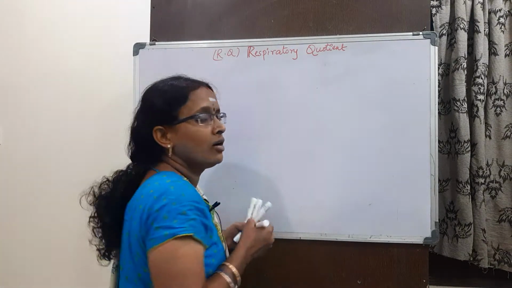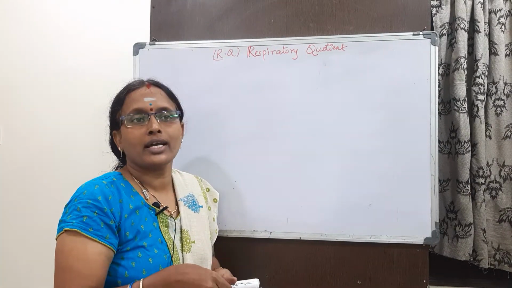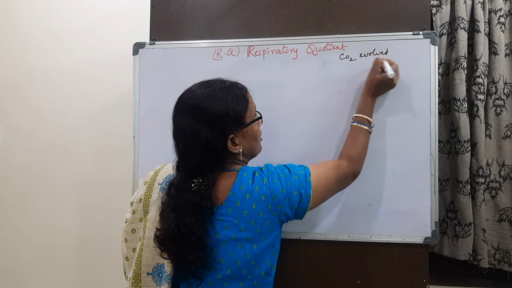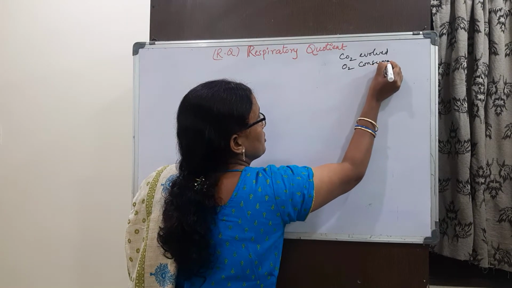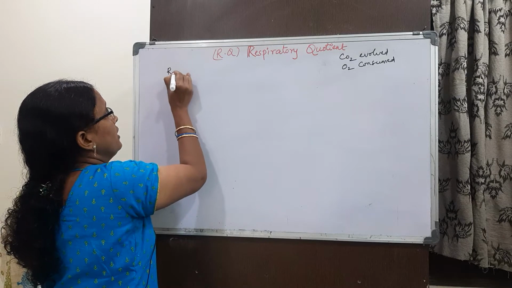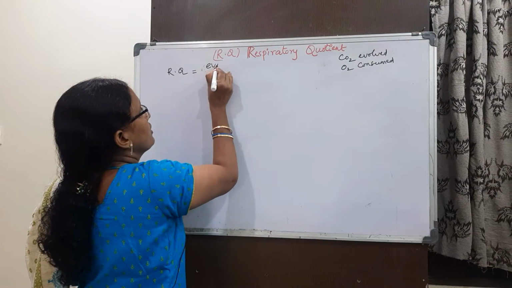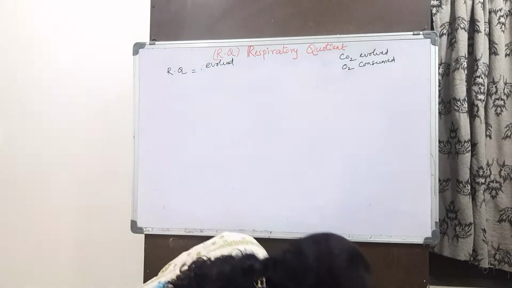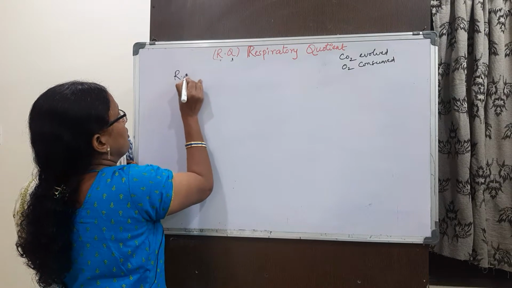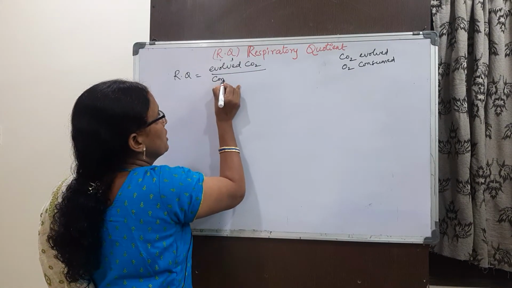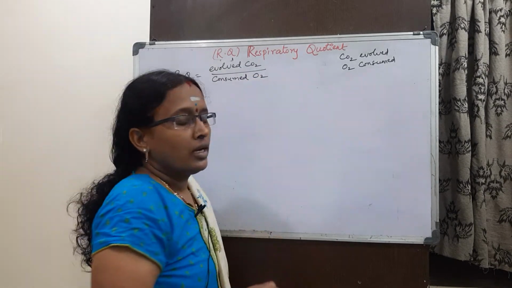Simply, we take oxygen and we release carbon dioxide. CO2 is evolved and O2 is consumed. So respiratory quotient, RQ, is equal to the volume of evolved carbon dioxide divided by the volume of consumed oxygen.